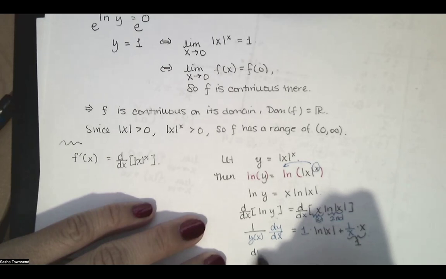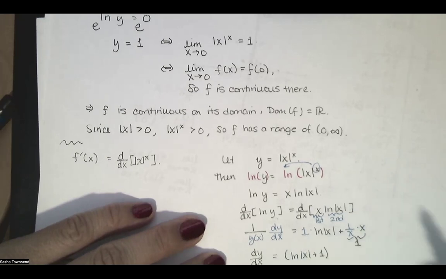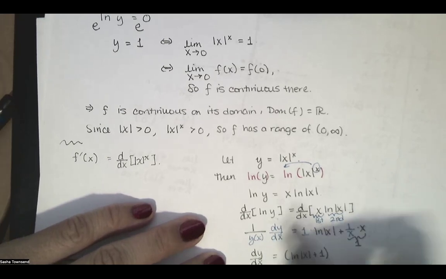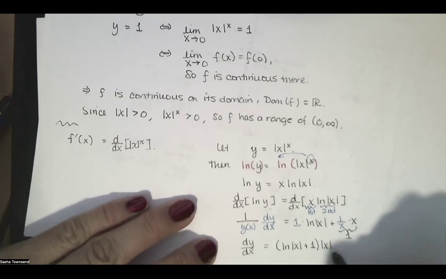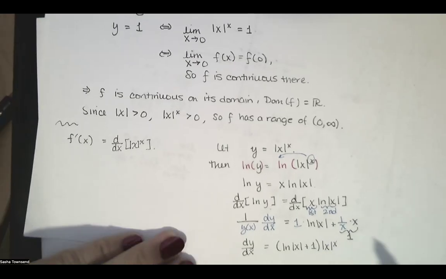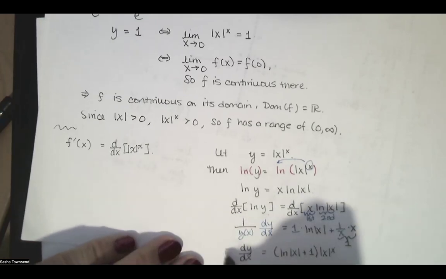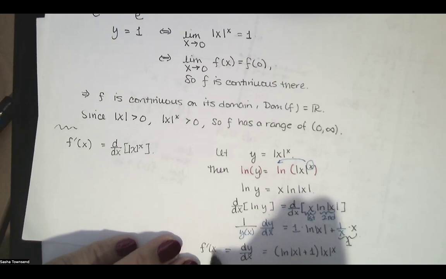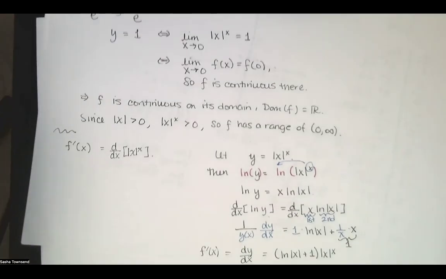So dy dx equals natural log of the absolute value of x plus 1 times y. But remember what y was. y is the absolute value of x raised to the x. So dy dx is this. And if y is also known as f of x, we could call this f prime of x, same thing. So that's our first derivative.